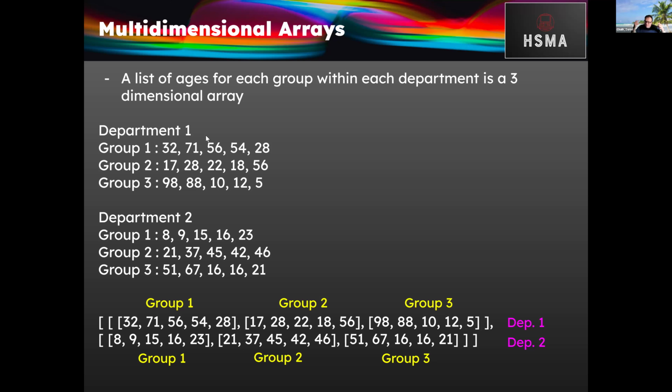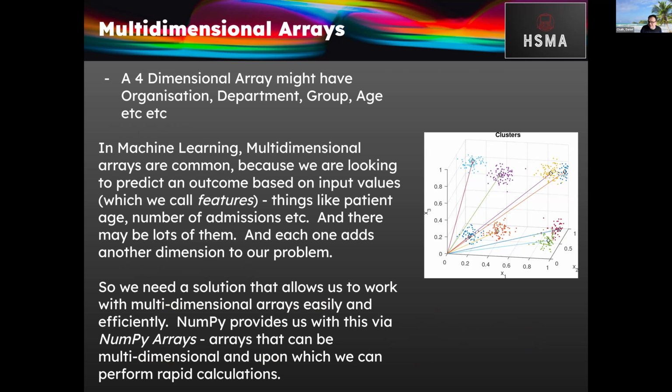And hopefully that's a bit easier to understand what a multi-dimensional array might look like, and therefore what a 4-dimensional array, or a 10-dimensional array, or a 100-dimensional array might look like. A 4-dimensional array might be, you know, you've got a list of organisations, each of those have departments, each of those have groups, and each of those have individuals with ages, etc. So that would be an example of a 4-dimensional array.